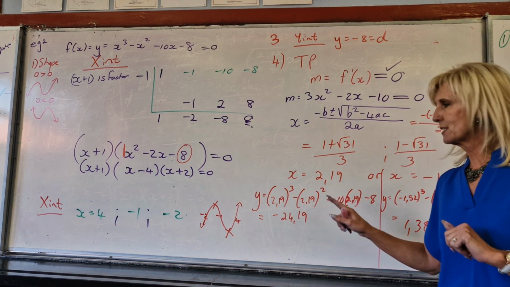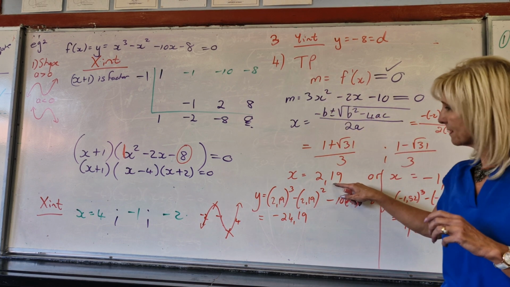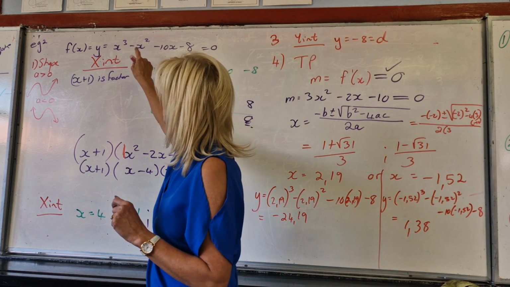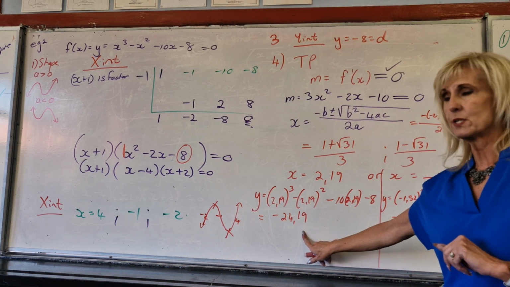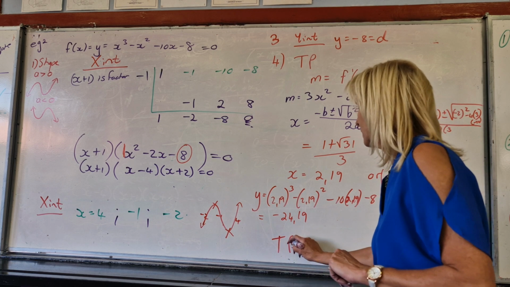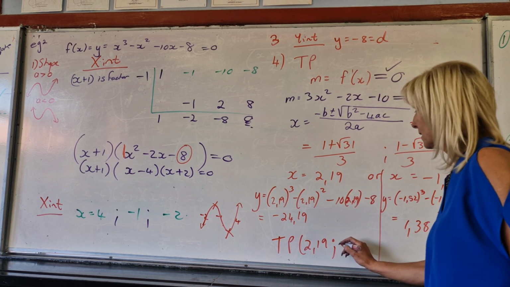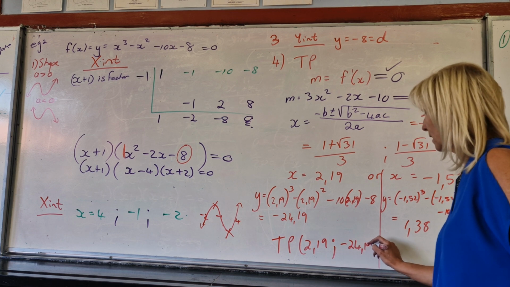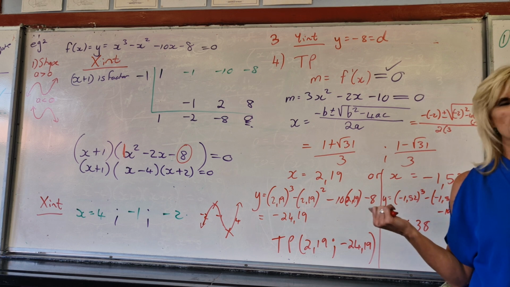Alright, so we needed to take this x value that we just received of the turning point and fill it right back into the original sum and work out what the corresponding y was. So what are the turning points? The turning point is (2; 19) and (-24; 19). How horrible is that? Are the sums usually looking like this?